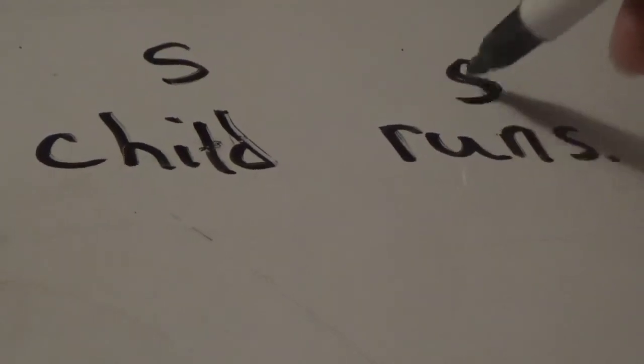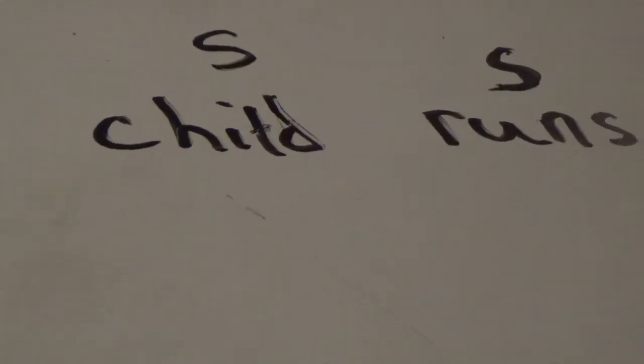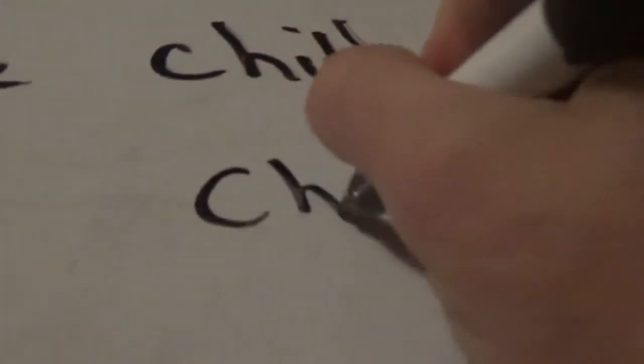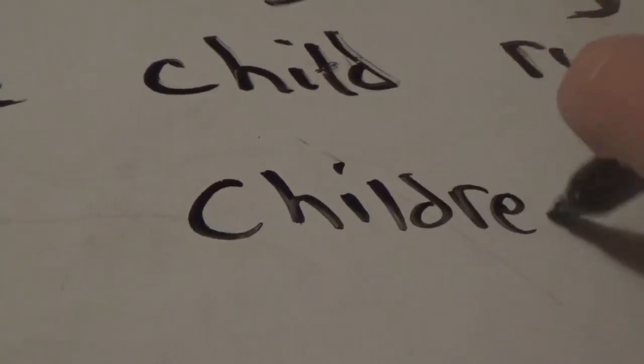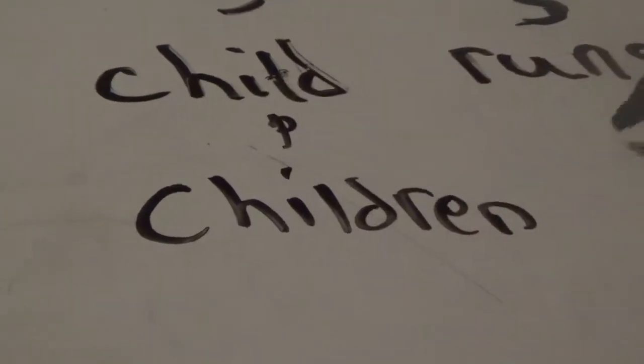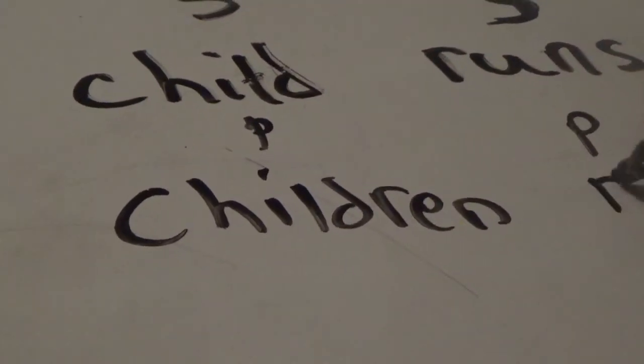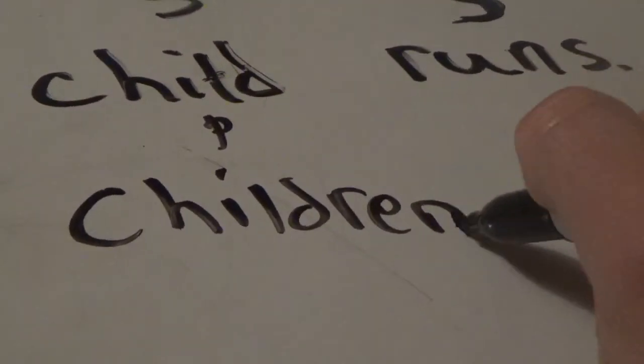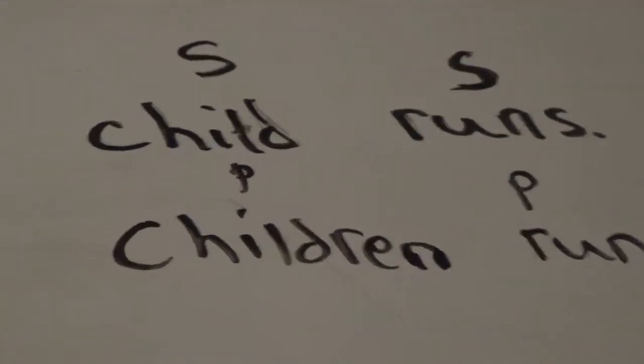And that's pretty easy for you. I don't think you would say the child run. Anyway, the child runs, the children, because children is plural, right? We need a plural verb, so one that does not end in S. Children run. So that is pretty easy. But there are some tricky situations.